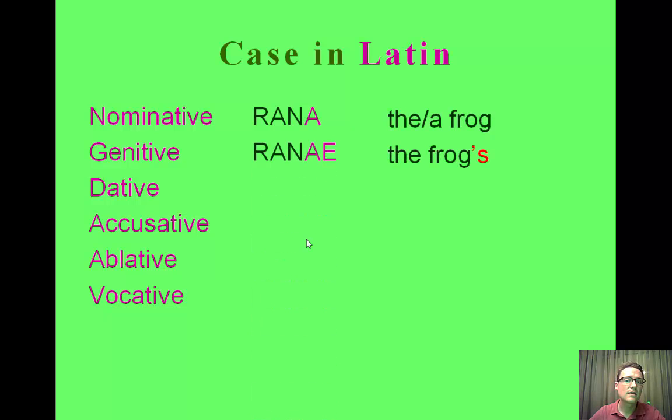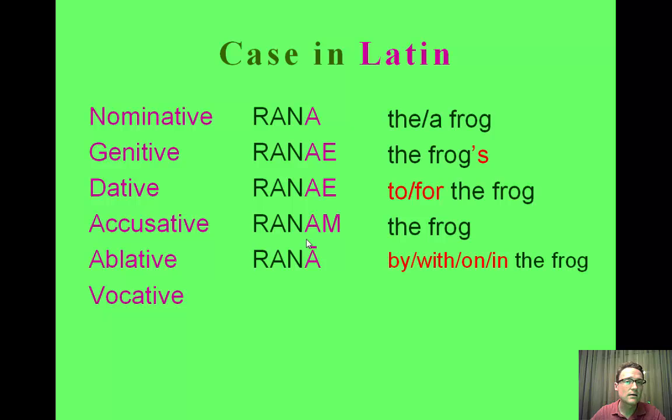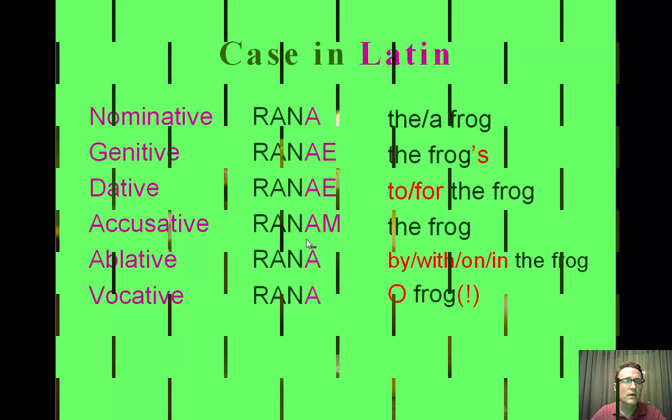Ranae, meaning the frogs. It can also be translated of the frog. Ranae, to or for the frog. Ranam, simply the or a frog. Rana, by, with, on, in, without the frog. And then rana, meaning oh frog. You're calling on the frog, you're trying to get the frog's attention.